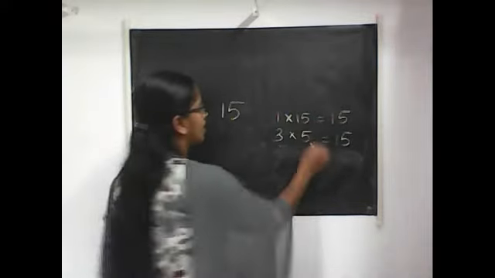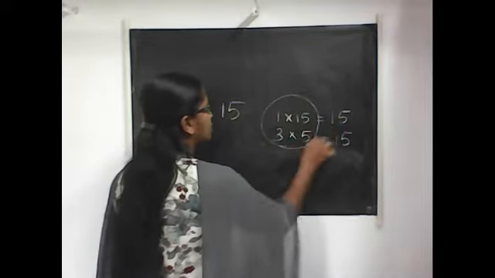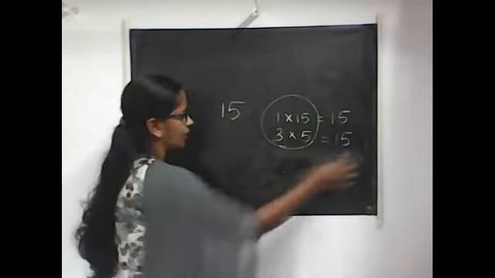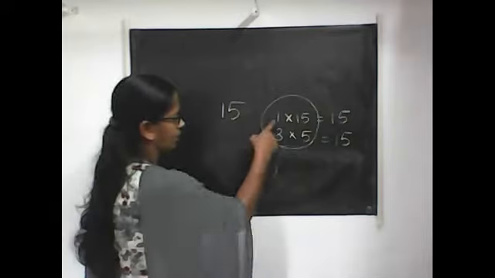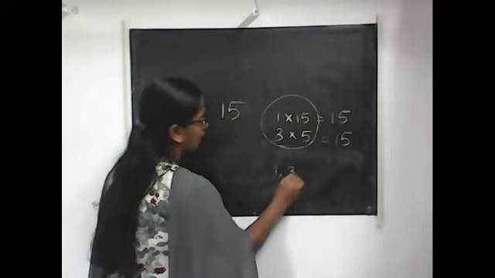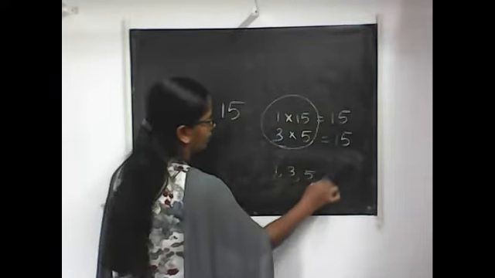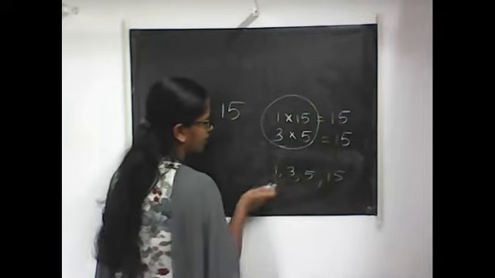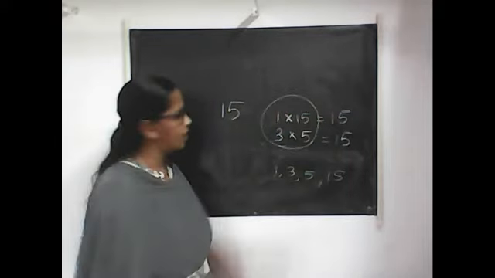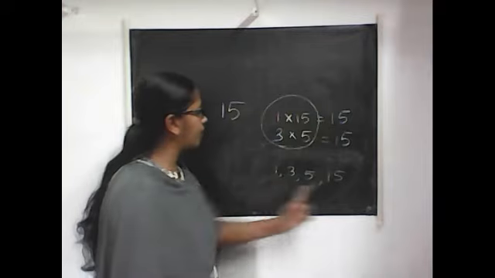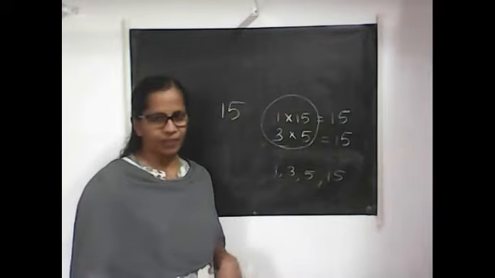So we can say that these are the factors of 15. So I am writing in order. 1 is a factor. Then 3 is a factor, 5 and 15. I just like writing in ascending order, that's all. 1, 3, 5 and 15 are the factors of 15.